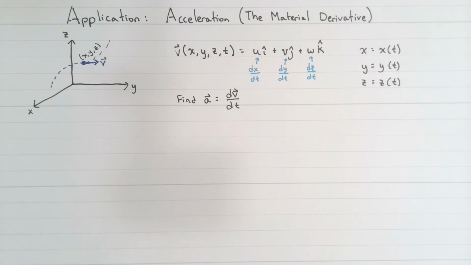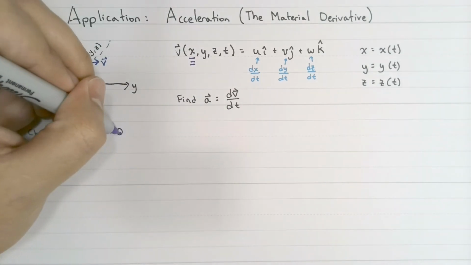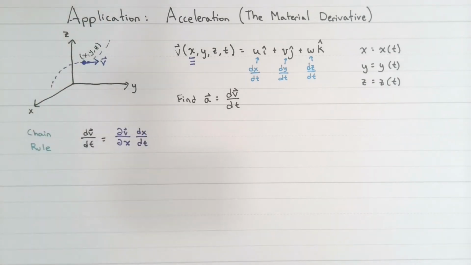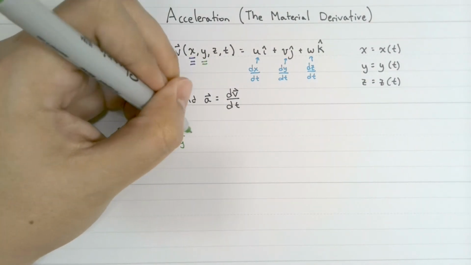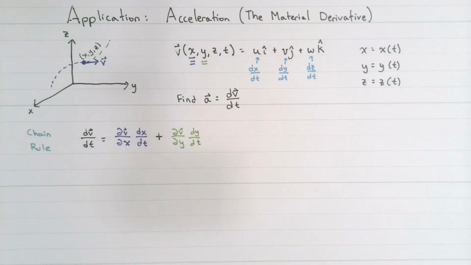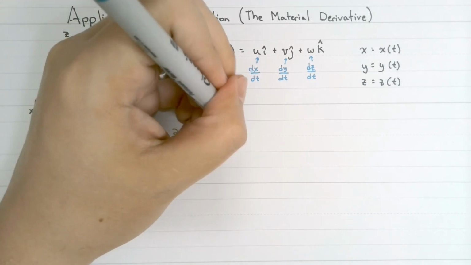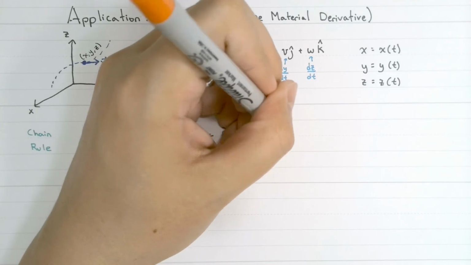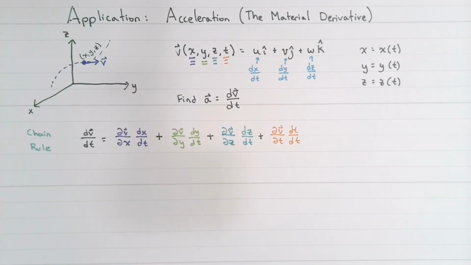Well, we can find this by applying the chain rule. So let's see what that gives us. The chain rule tells us that dv over dt will equal ∂v over ∂x, that's the partial derivative of velocity with respect to the first variable, times dx over dt, that is the derivative of the first variable with respect to time, plus ∂v over ∂y times dy over dt, plus ∂v over ∂z times dz over dt, and finally ∂v over ∂t times dt over dt. Using the chain rule, we've been able to find the acceleration of a fluid particle.